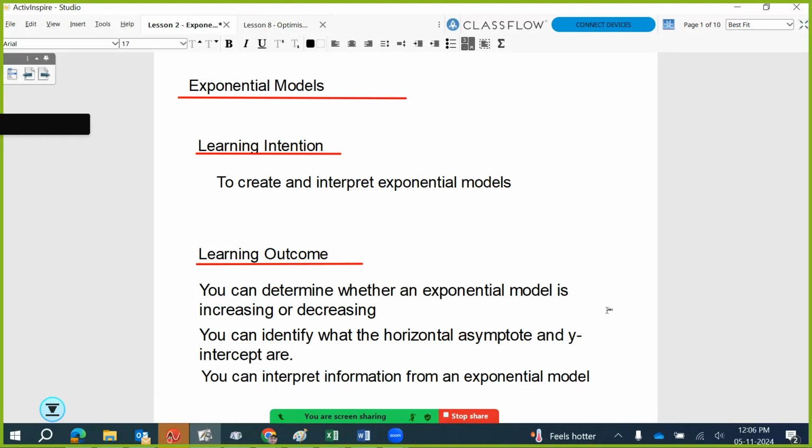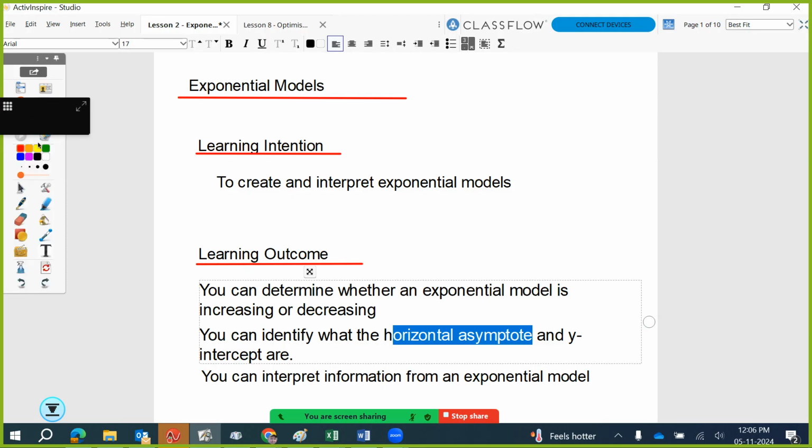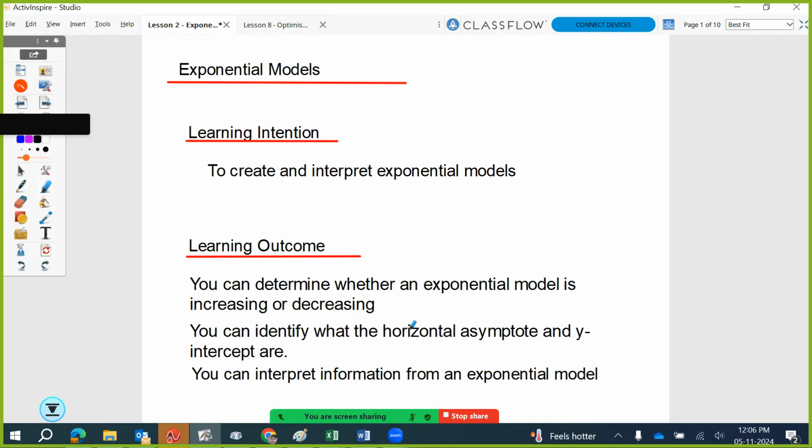Okay, so for today's class, we are going to be looking at exponential models. One of the goals of this one is to identify the horizontal asymptote of an exponential model. So one of our goals from today is to identify the horizontal asymptote.